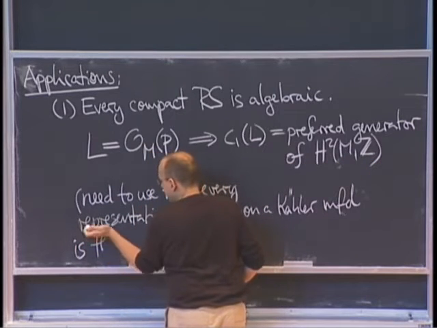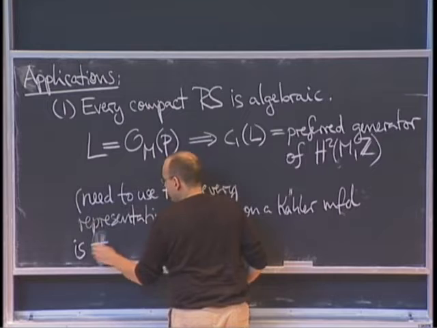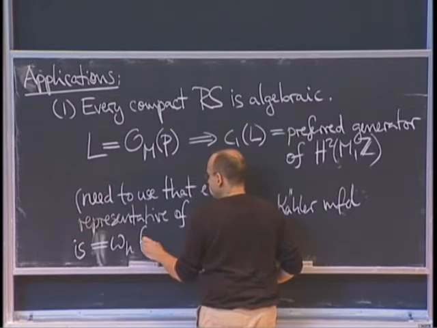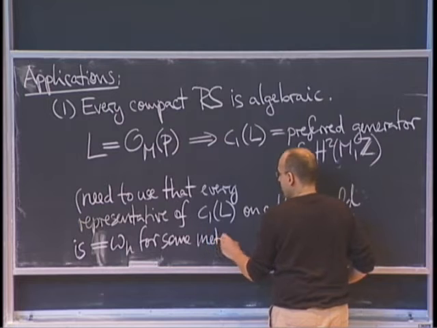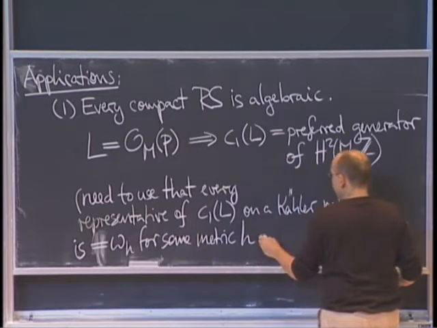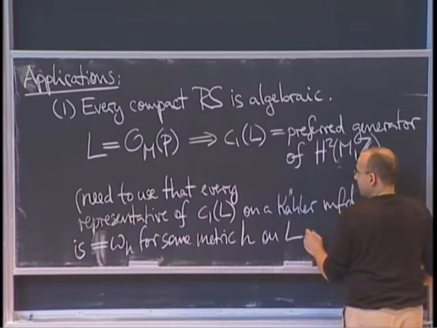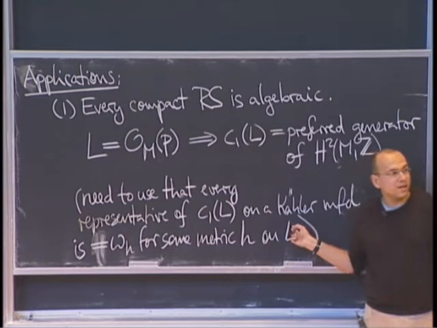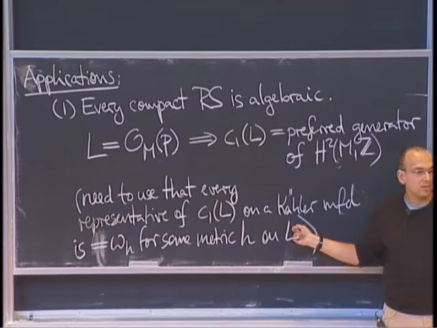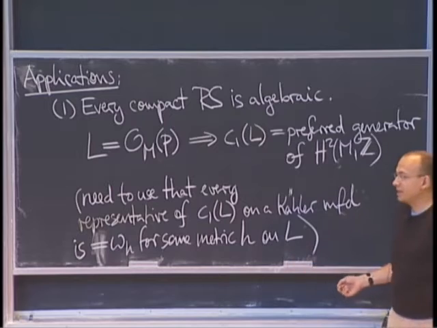Is equal to omega_h for some metric h on L. So I told you last time that in general, if you want to prove that on a Kähler manifold, you need the del-del-bar lemma. But on a Riemann surface, that's actually pretty simple. So you can avoid all the complications of the del-del-bar lemma.